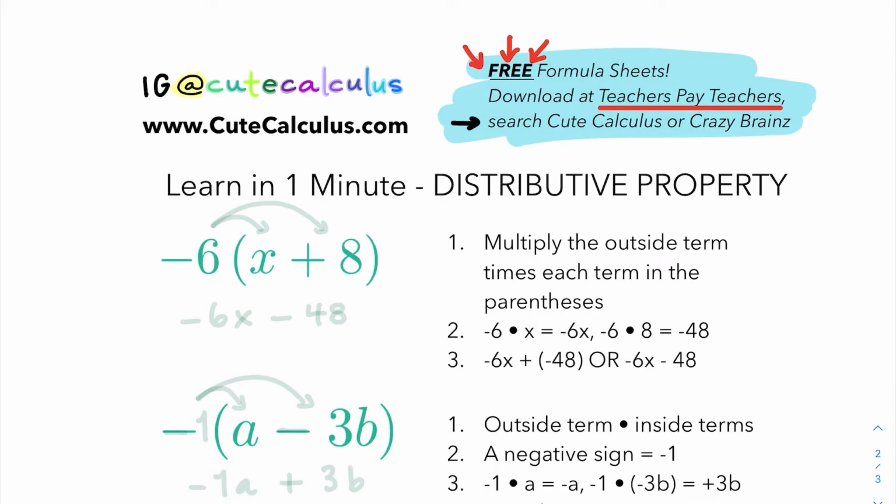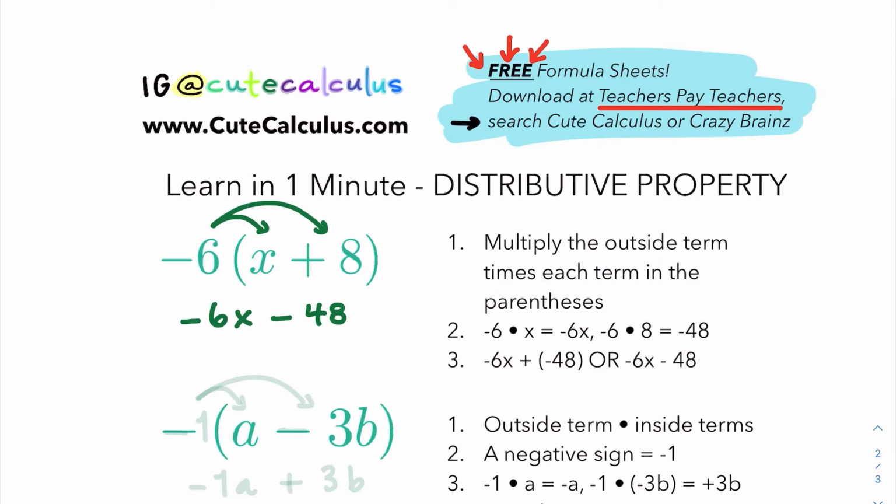The distributive property is where we take the term that's outside the parentheses and multiply it times everything inside. So for this first example, we're going to take this -6 and multiply it times this positive 1x and also times this positive 8. -6 times x is just going to be -6x. -6 times positive 8 is -48.